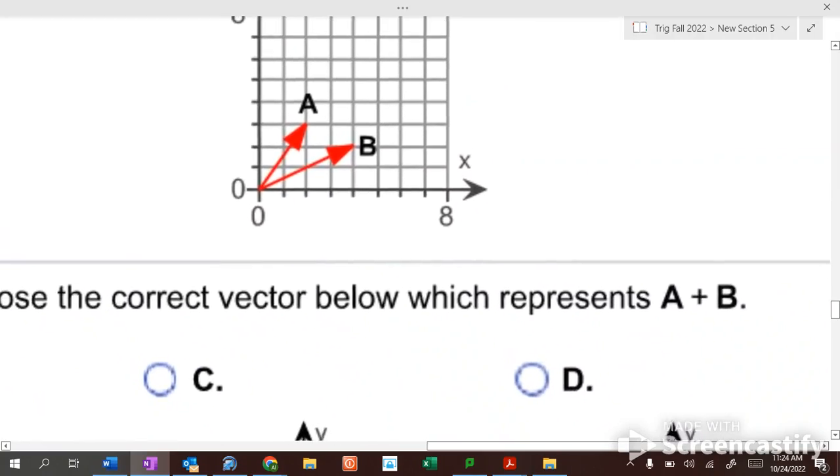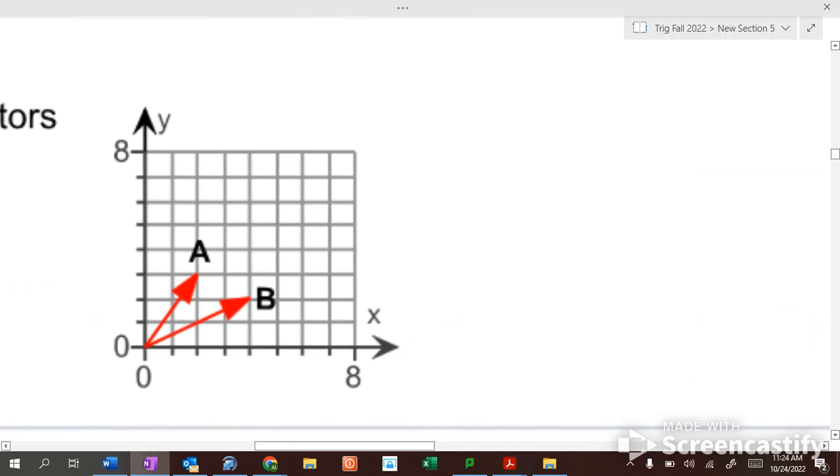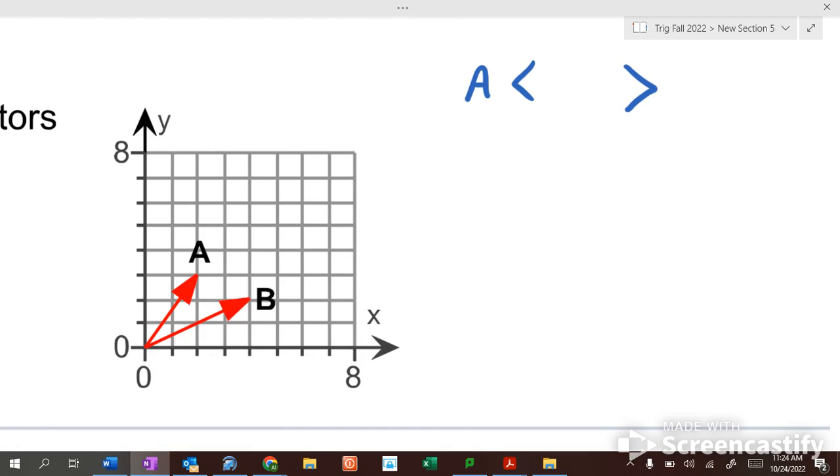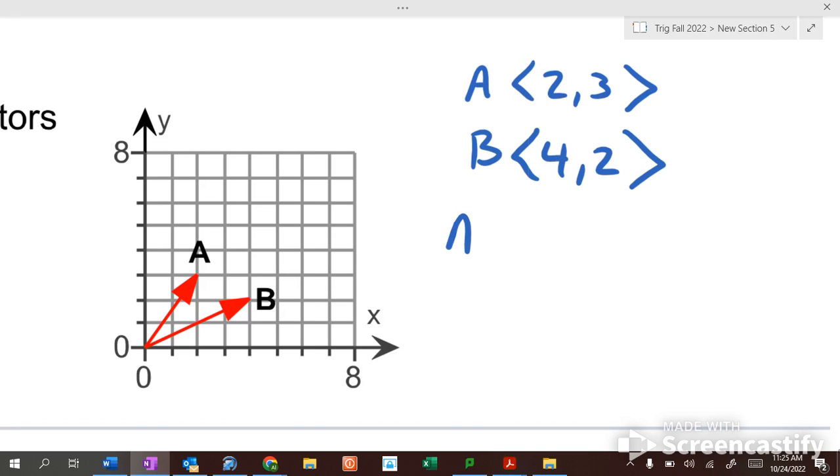Now, A and B are going off at an angle. What's the component form of A on this one, Dylan? 2, 3. What's the component form of B on this one, Maggie? 5, 2. How about 4, 2? 4, 2. I know you're sitting a long ways back. Kind of tough to see. So then what would A plus B be?